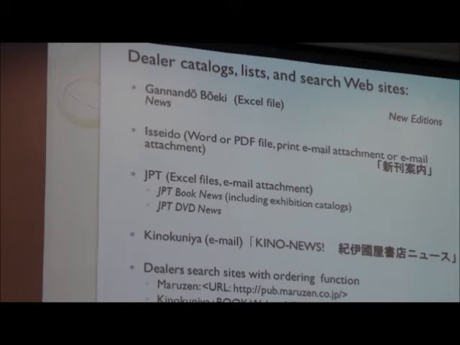And Kinokuniya has an email called Kino News, and since it's email, it's still useful to copy and paste. So I use this one too. And dealers like Maruzen and Kinokuniya have their own websites with an order function. In our case, we almost never use this order function, because we have to go through the system and get the PO number and things.